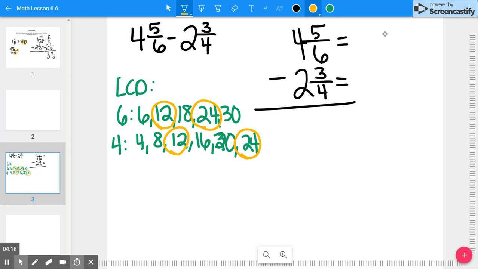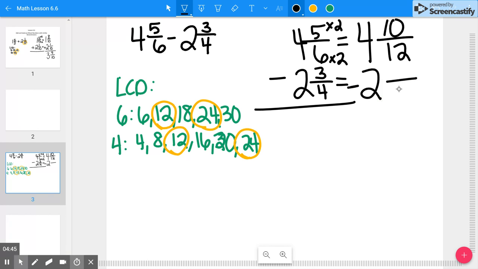So when we rewrite our fractions and our mixed numbers, we keep the whole number the same. 4 stays the same. And instead of 6, I'm going to use my new denominator of 12. So I'm asking myself now, 6 times what got me to 12? Well, 6 times 2 got me to 12. So what I do to the bottom, I do the exact same thing to the top. So I'm going to multiply it by 2. So 5 times 2 is 10. Bring down my subtraction symbol, bring over my 2, make my 4 into my new denominator of 12.